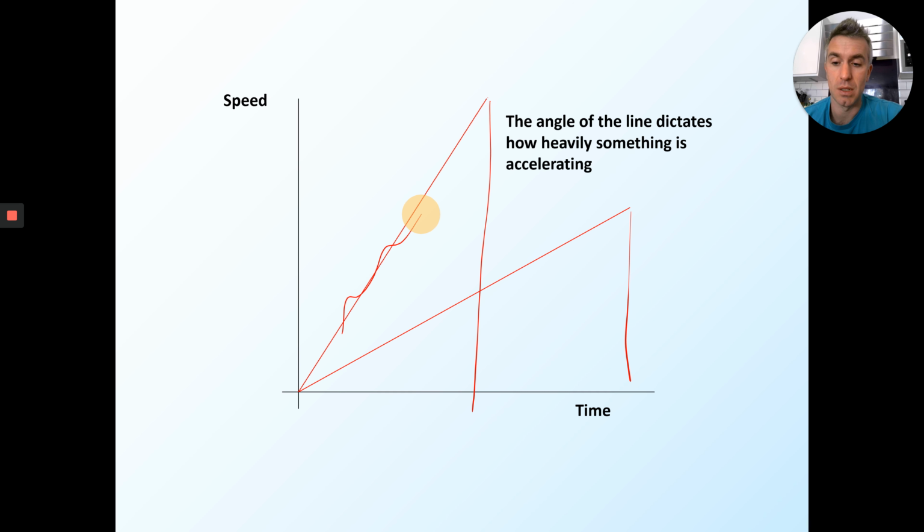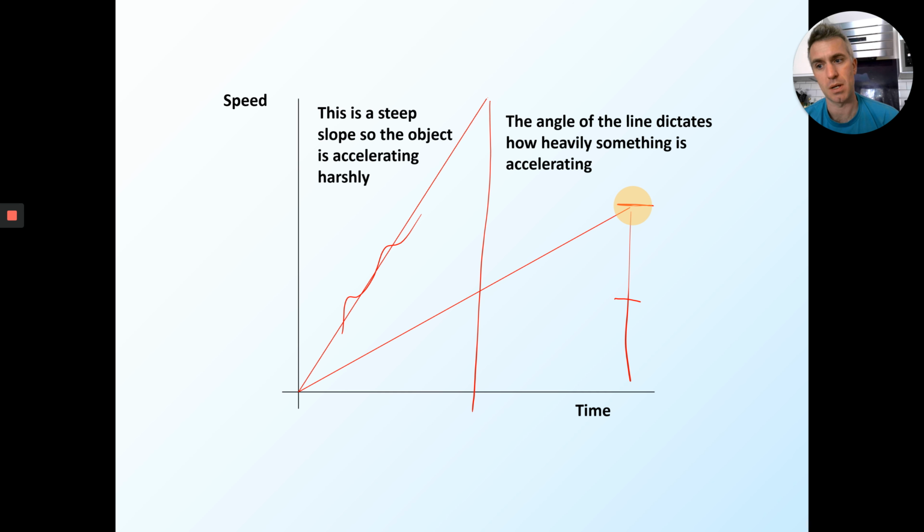Whereas this one might be some normalish car, where after 2 or 3 times the original length of time, it's barely going at half the speed of the Formula One car. So steeper gradient, faster acceleration. This is a steep slope, so it's accelerating harshly. It's a gentle slope, so it's accelerating slightly.